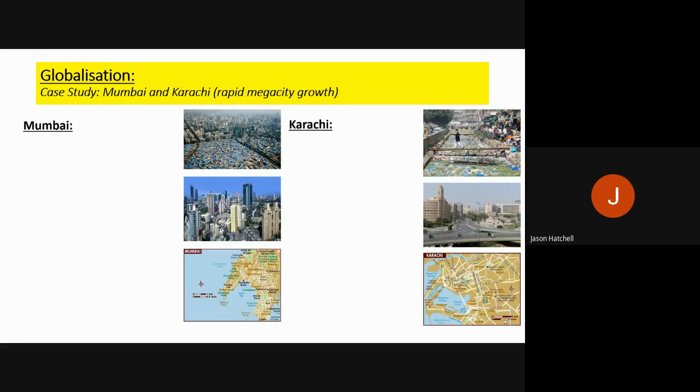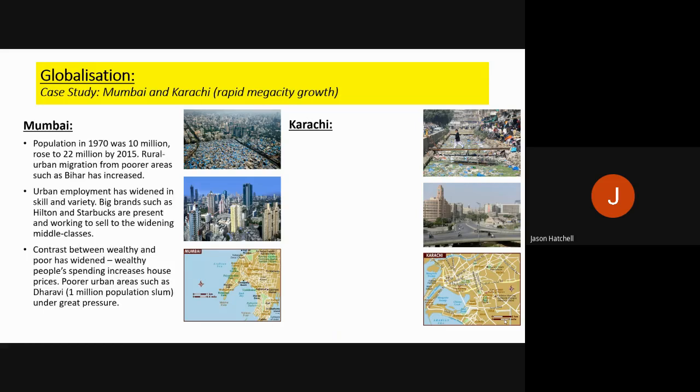So our next section in globalization was a case study looking at Mumbai and Karachi as two cities with rapid megacity growth. So let's start with Mumbai there. Mumbai had a population in 1970 of 10 million, which more than doubled to 22 million by 2015. That was mainly fed by rural urban migration from poorer areas such as Bihar.